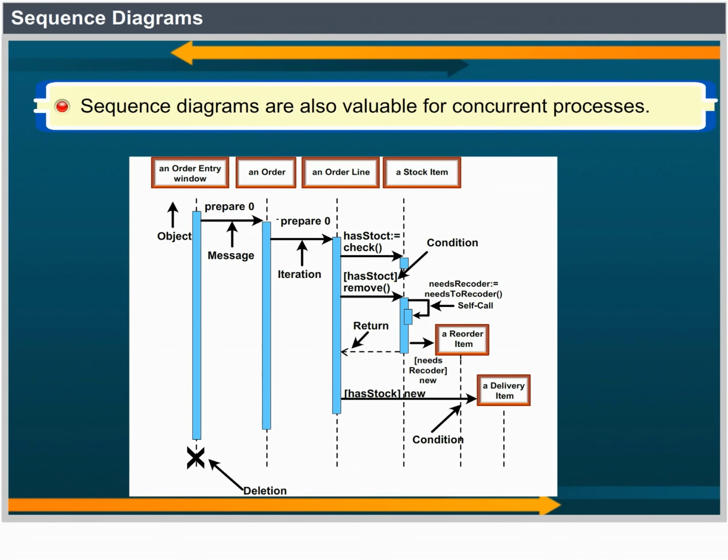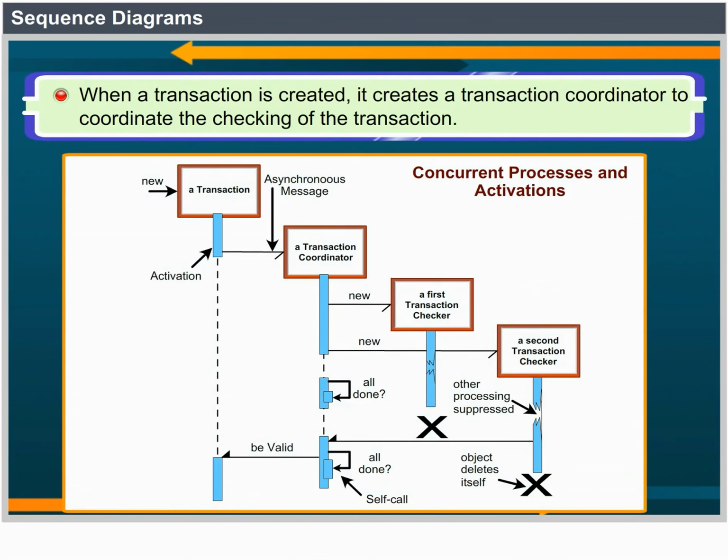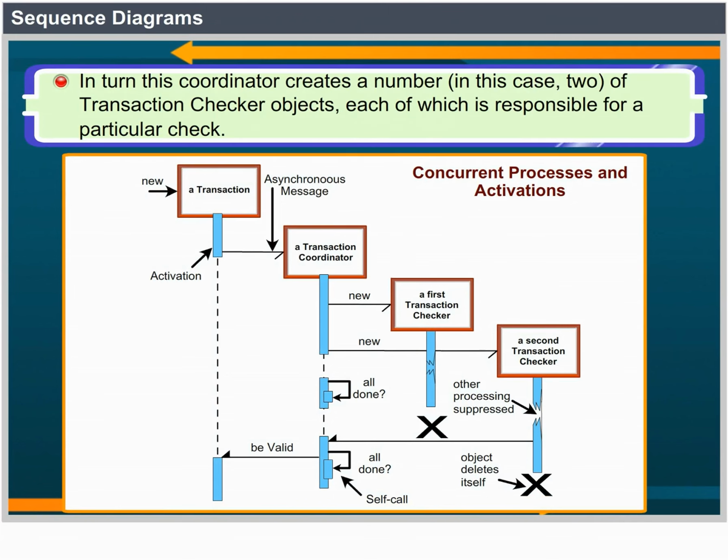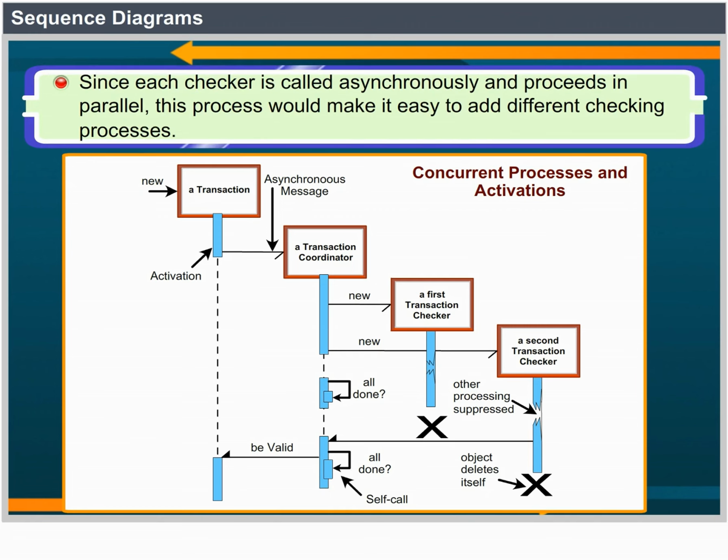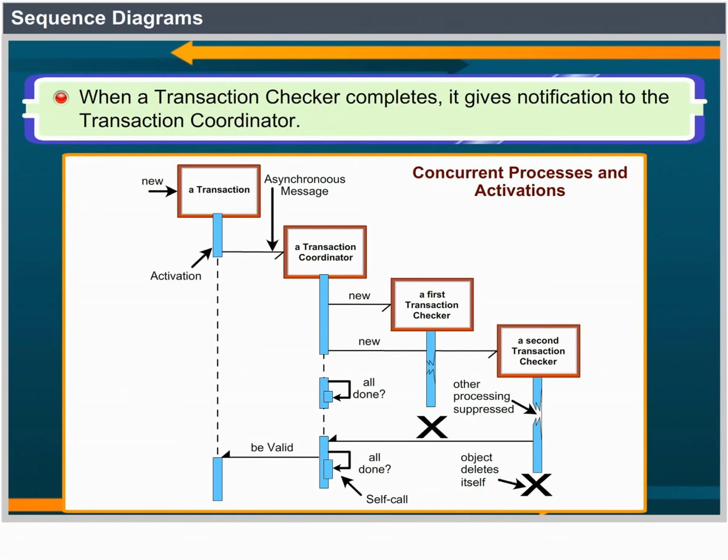Sequence diagrams are also valuable for concurrent processes. When a transaction is created, it creates a transaction coordinator to coordinate the checking of the transaction. In turn, the coordinator creates a number of transaction checker objects, each of which is responsible for a particular check. Since each checker is called asynchronously and proceeds in parallel, this process would make it easy to add different checking processes. When a transaction checker completes, it gives notification to the transaction coordinator.